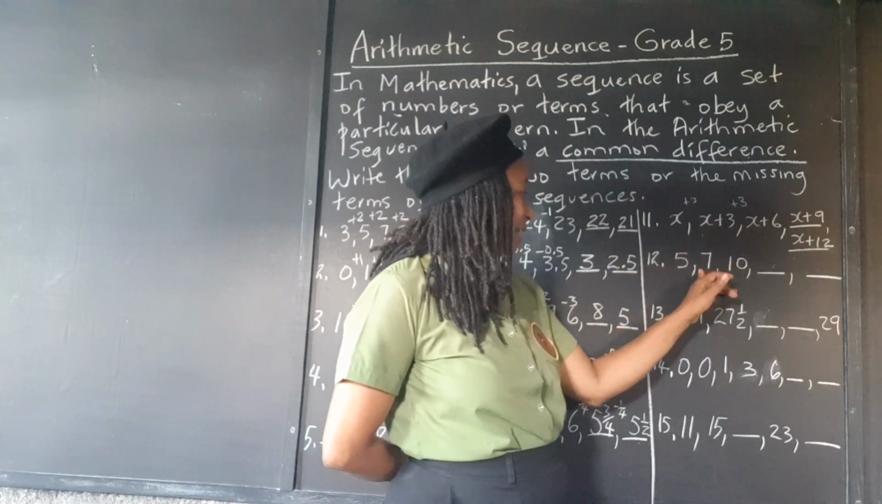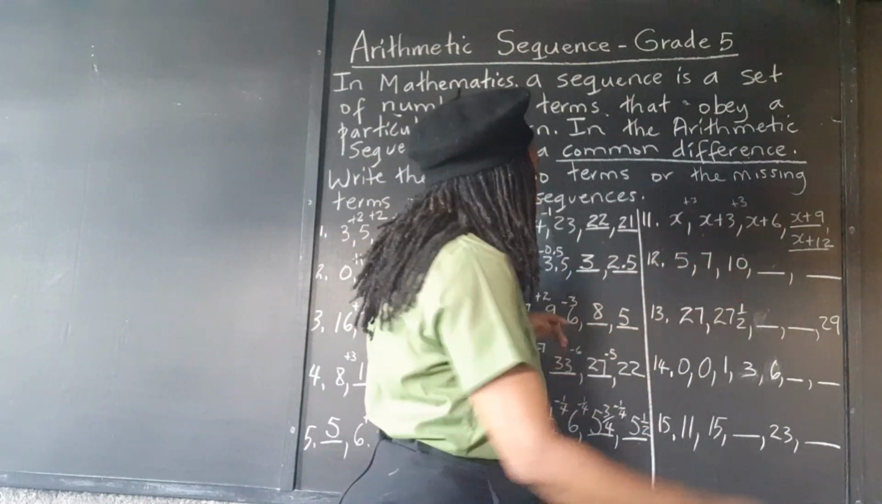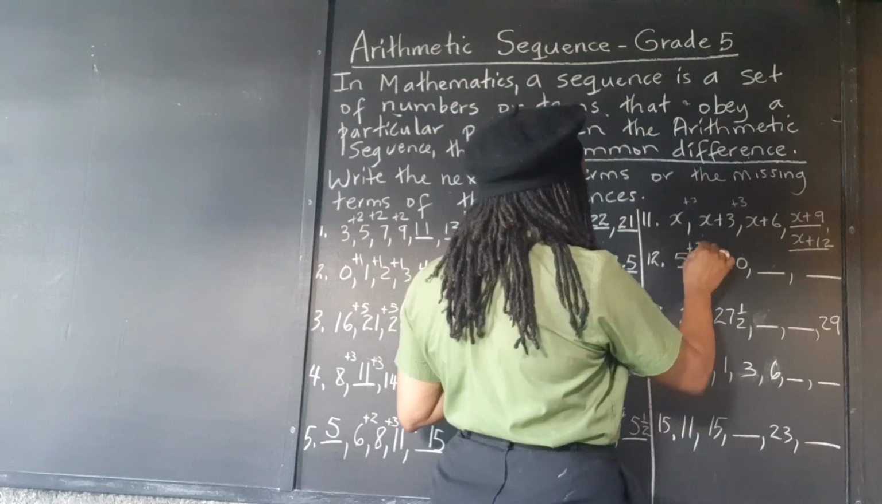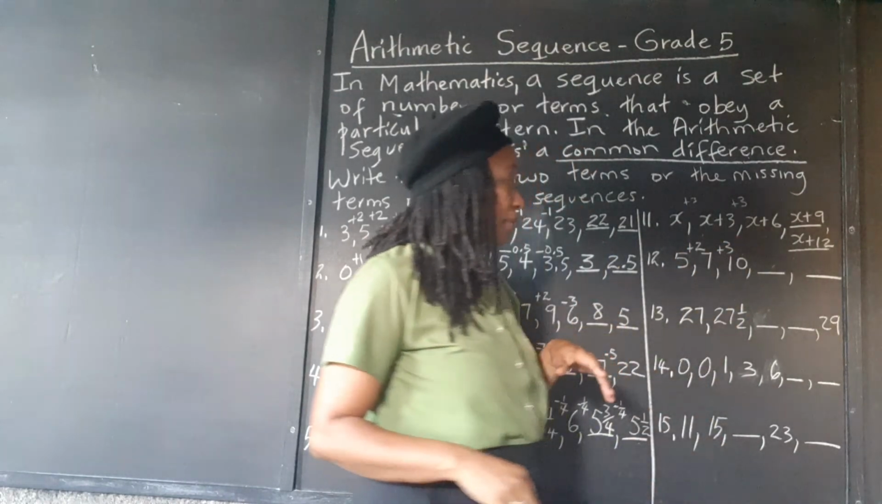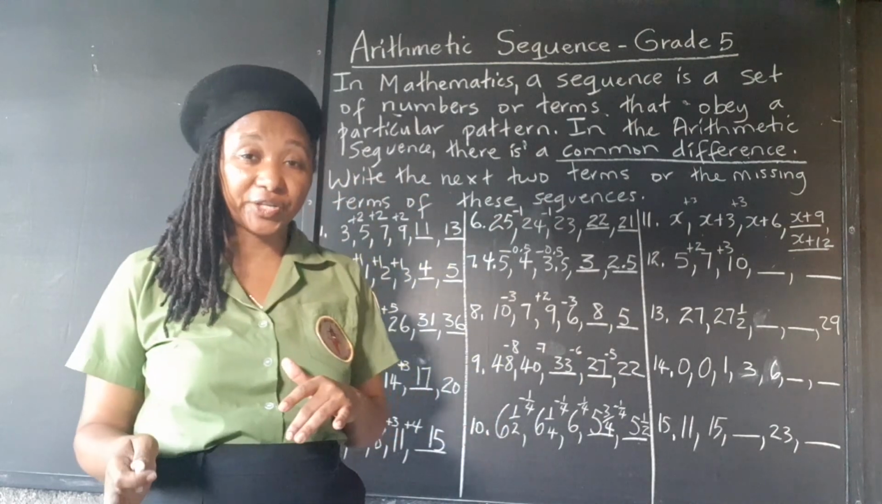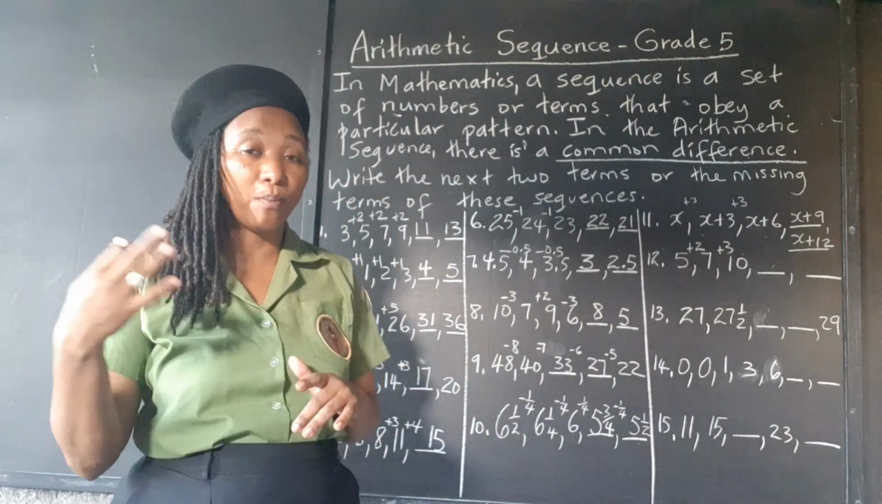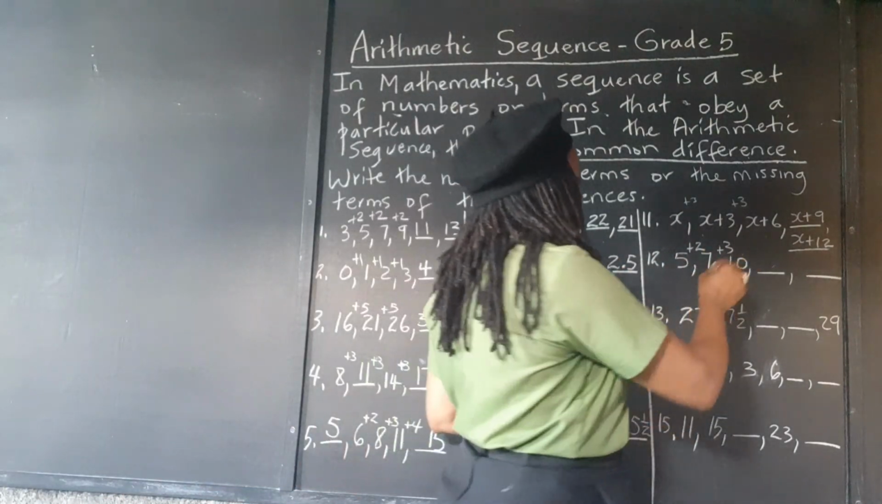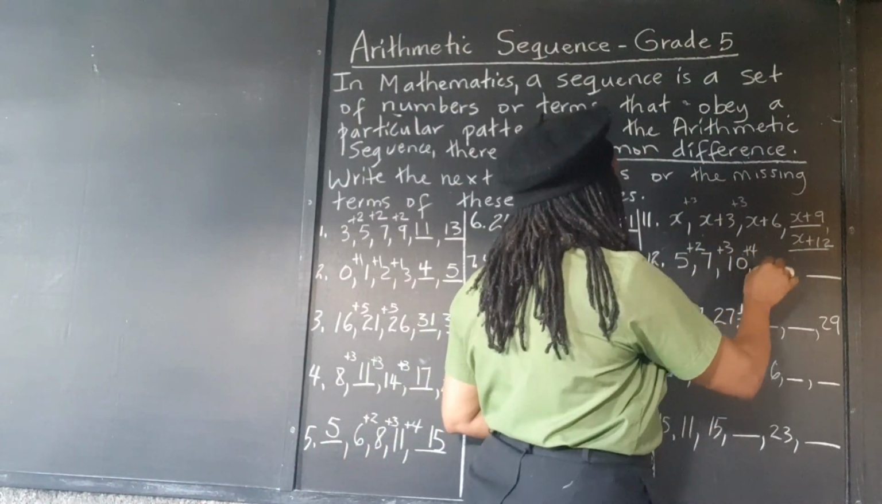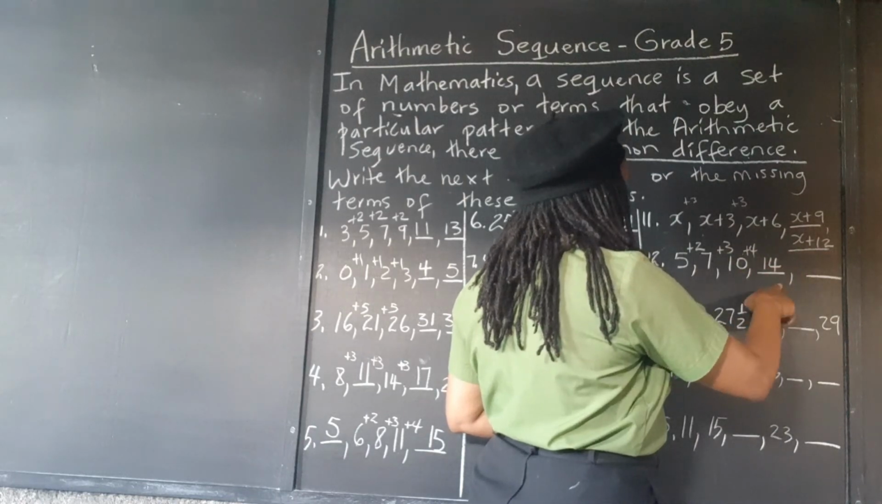5, 7, 10, or from 5 to 7 we add 2. 7 to 10 we add 3. So the common difference is changing each time. It's getting more by 1. First we add 2, then we add 3. So now I think we must add 4. And then we add 5.